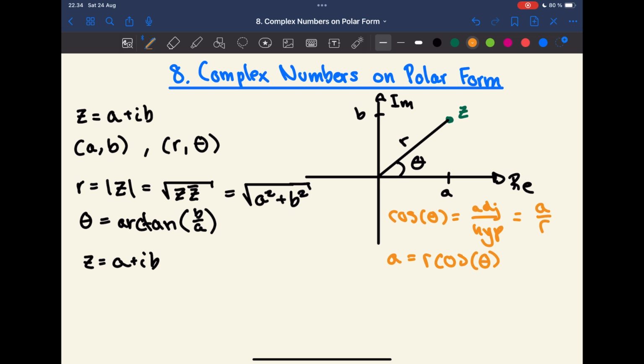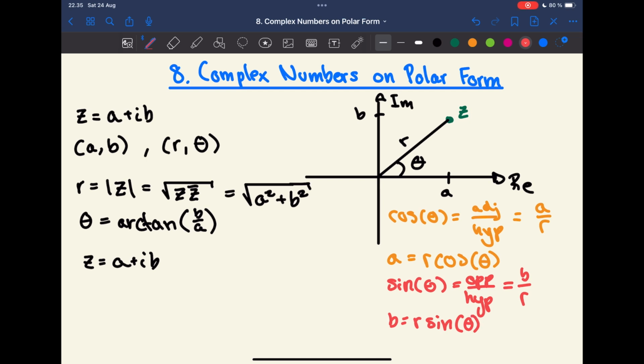We can do the exact same thing for sine. So if we take sine of the argument, then it's equal to the opposite side over the hypotenuse. And the opposite was just this line, and that is the same as b, the imaginary part of the complex number c, so it's b over r. And once again, what we are really interested in is b, so let's isolate b by multiplying with r. So we get b equals r times sine of the argument.